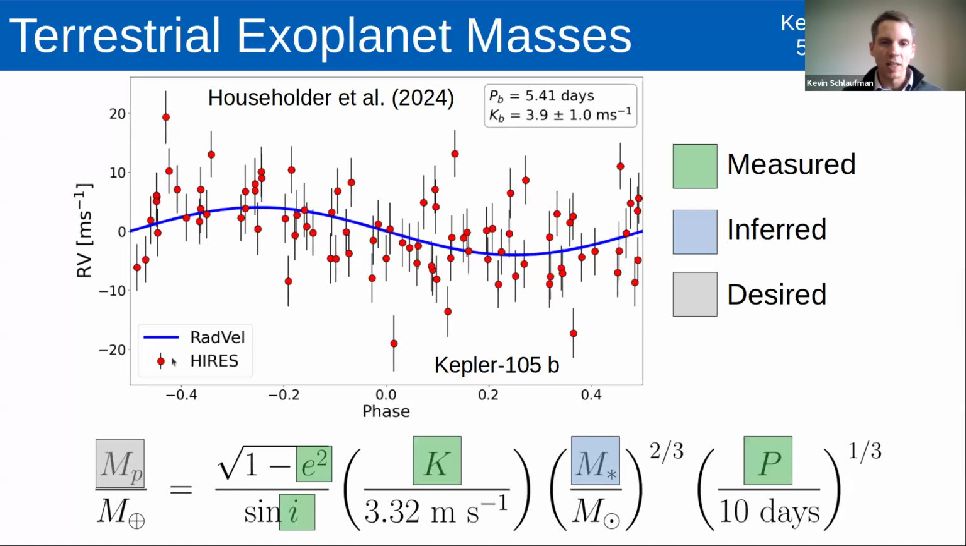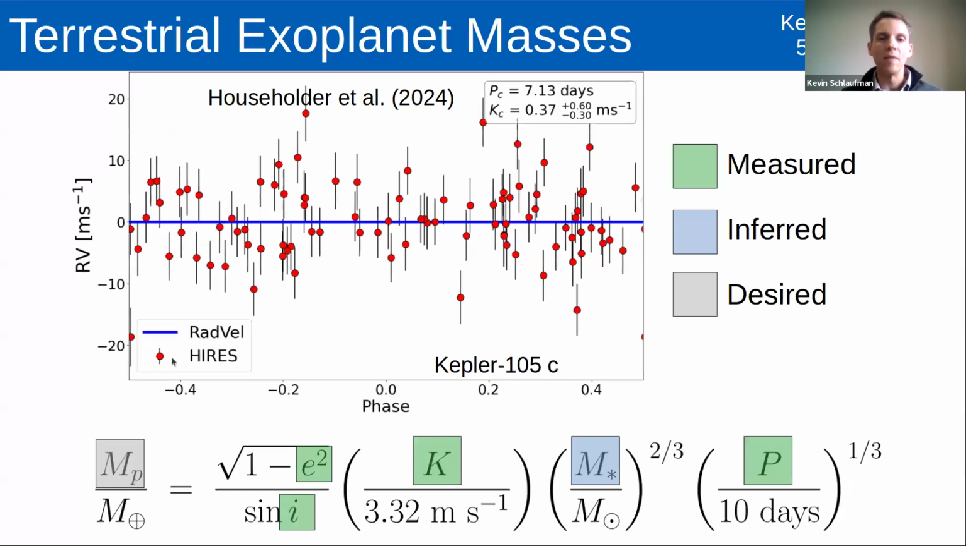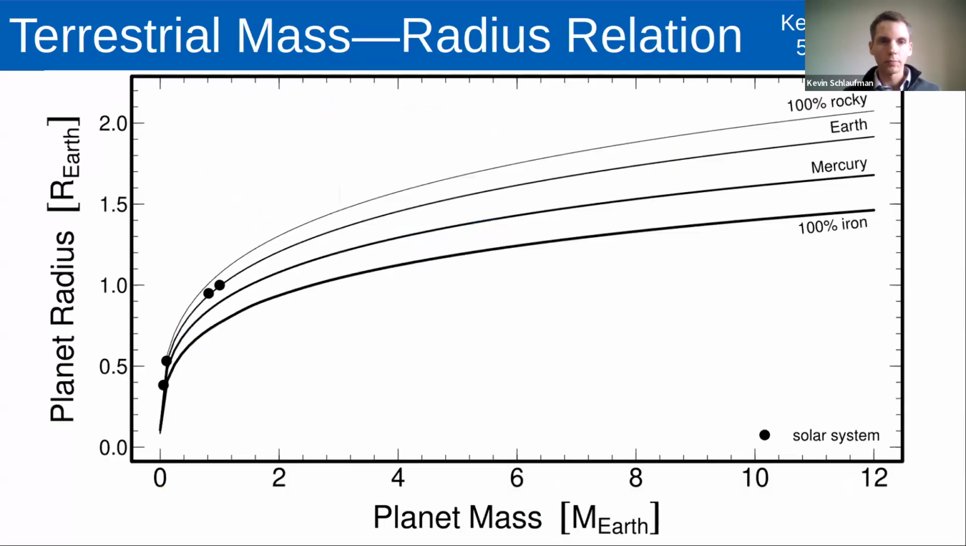Also in this Kepler-105 system is the very interesting Kepler-105c. I'll come back to this planet later in this presentation. It has an orbital period of 7.13 days, and this Kepler-105 system is plausibly in a 4:3 mean motion resonance, and I'll also return to that topic later in this presentation.